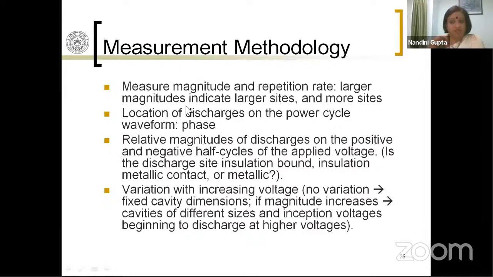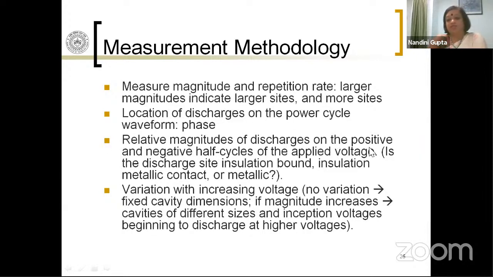So the measurement methodology would be to measure the magnitude and the repetition rate. Larger magnitudes mean you have larger voids. A larger repetition rate can mean many things. It can mean more sites. It can also mean that you have smaller voids, but many of them. The phase is also important. To give you an example, apart from the simple phi-qn pattern, there are other questions whose answers can be useful.